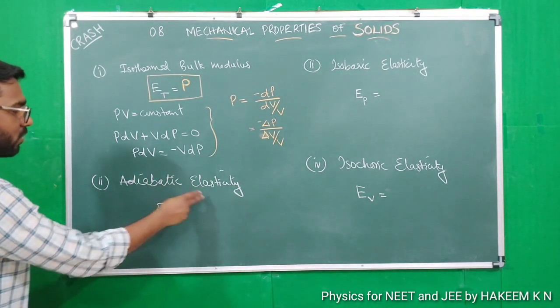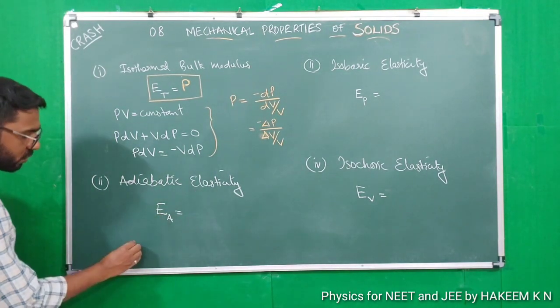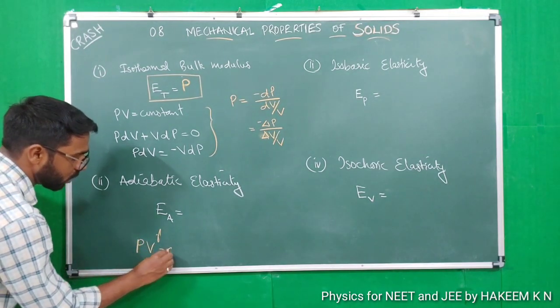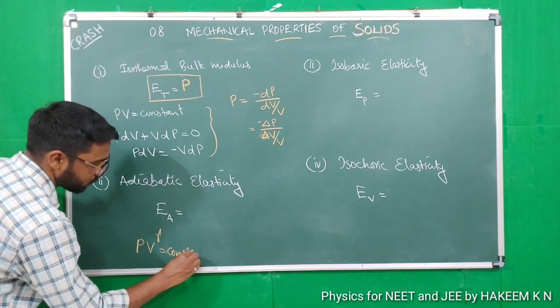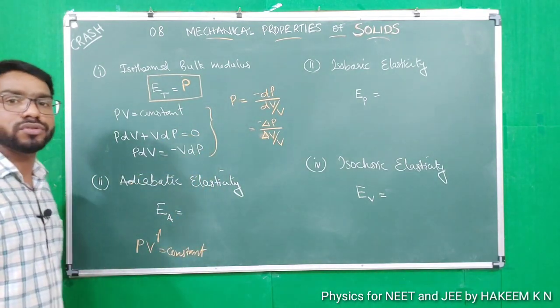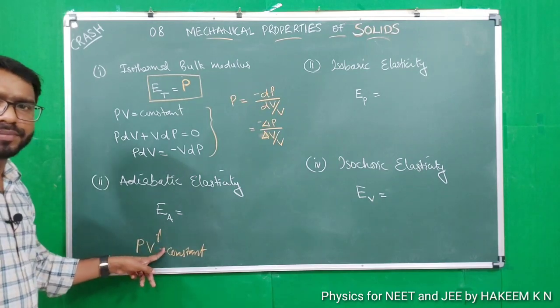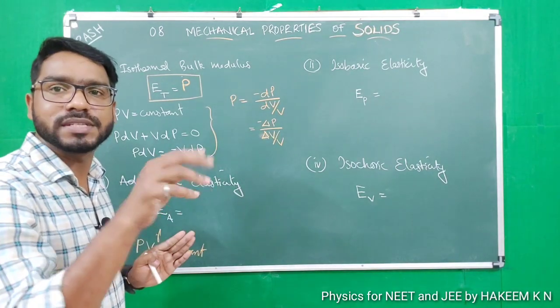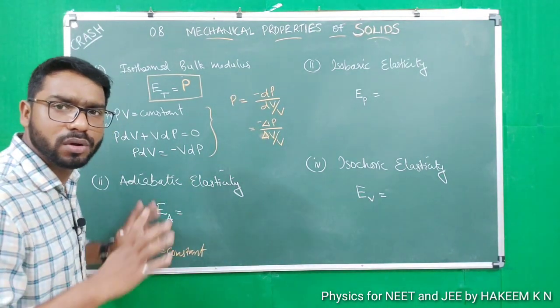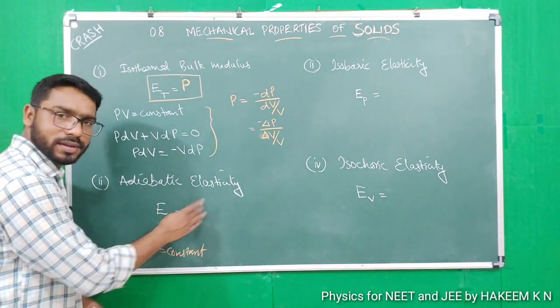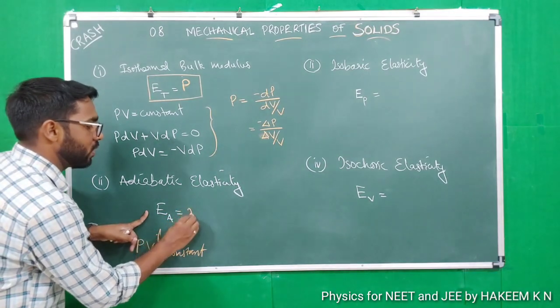And what about adiabatic elasticity? What was the equation of adiabatic process? PV raised to gamma equal to constant. What is gamma? Gamma is the ratio of specific heats, Cp by Cv. I am not going into the proof, but I am telling the equation directly.